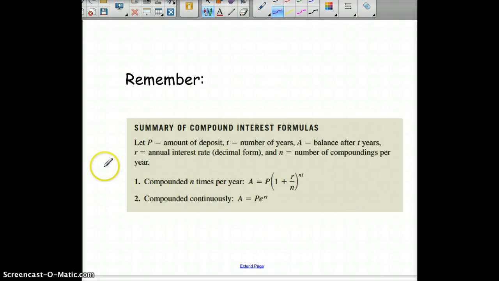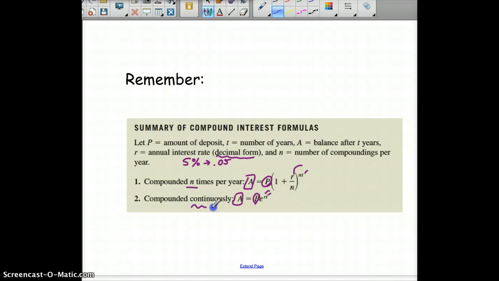Just a reminder of some compound interest formulas that you've learned in pre-calculus. Let P equal the amount of the deposit, so that's this initial deposit right here. T is the number of years, so that's that years right there. A is the balance after T years, so that's how much money you're going to end up with. R is the annual interest rate, so that's going to go there or there. And make sure you change that interest rate to decimal form, so if it's 5%, you're going to use 0.05. And then N is the number of compoundings per year. So if it's compounded like 12 times per year monthly, you'd put a 12 here and a 12 here.